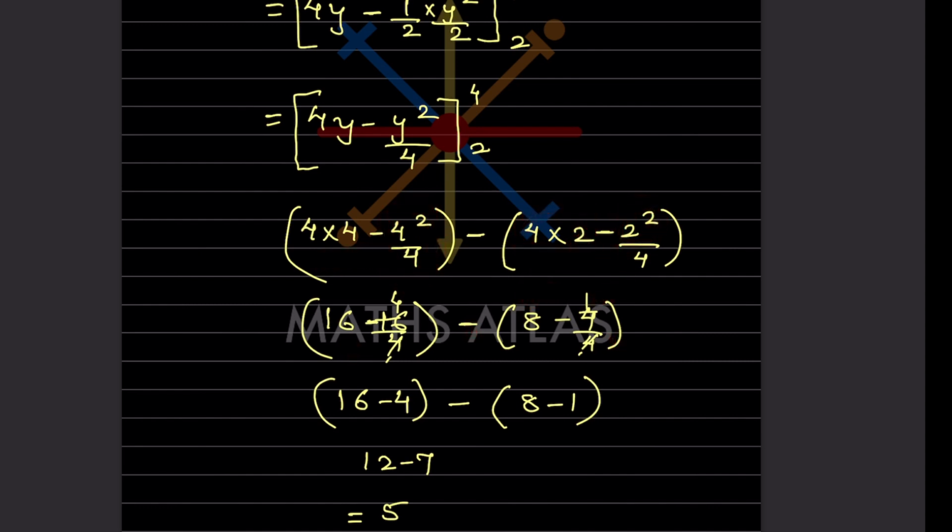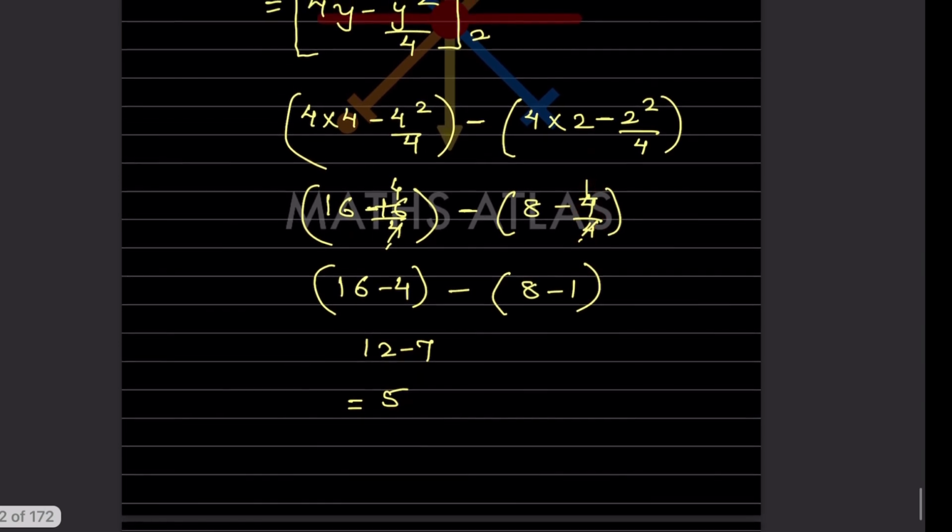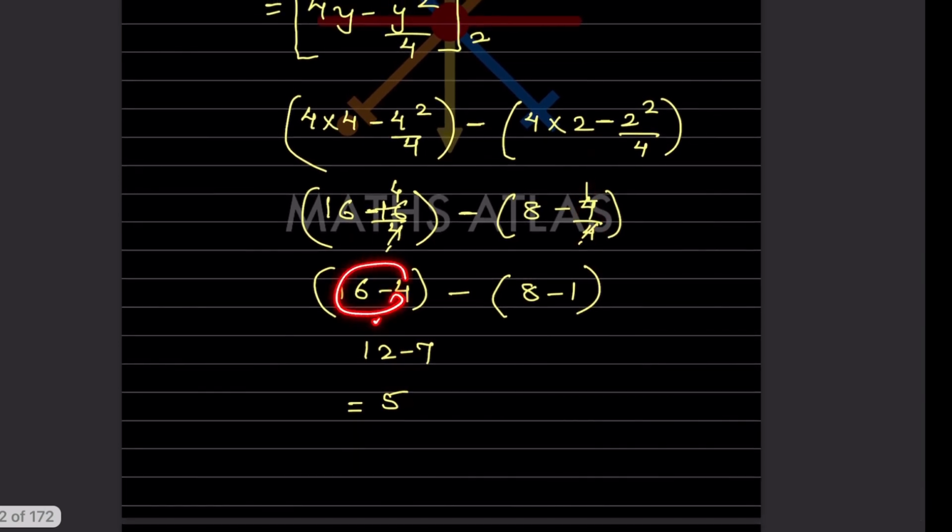So what we can do here, 16 minus 4 ones are 4, 4 fours are 16, that will be 16 minus 4, and here 4, this will be 8 minus 1. So this is going to be 12 minus this 7. The answer is 5.